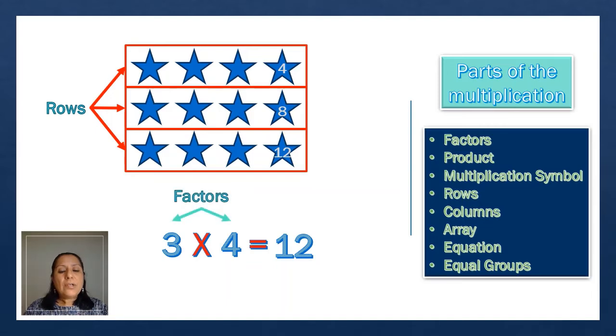Now the factors are going to be 3 and 4. When we multiply them, we're going to read it like this: 3 times 4 equals 12. Or many times we substitute the times for groups of. So the multiplication can read like this too: 3 groups of 4 equals 12. Now 12 is going to be the product. So the product is the answer to the multiplication.